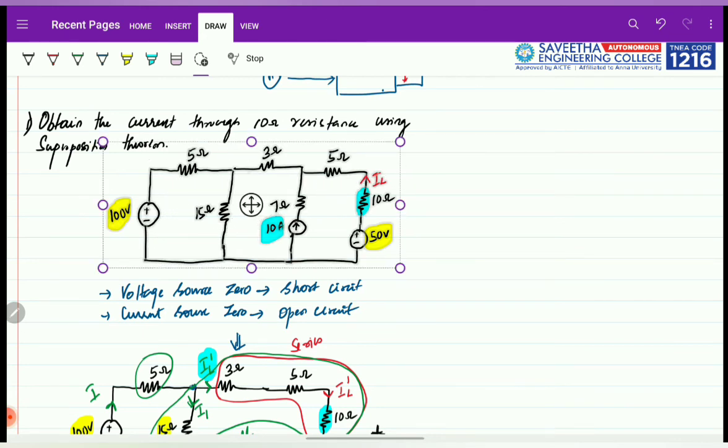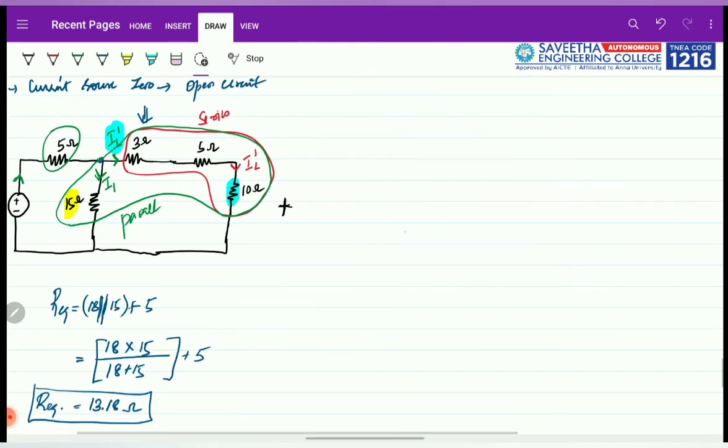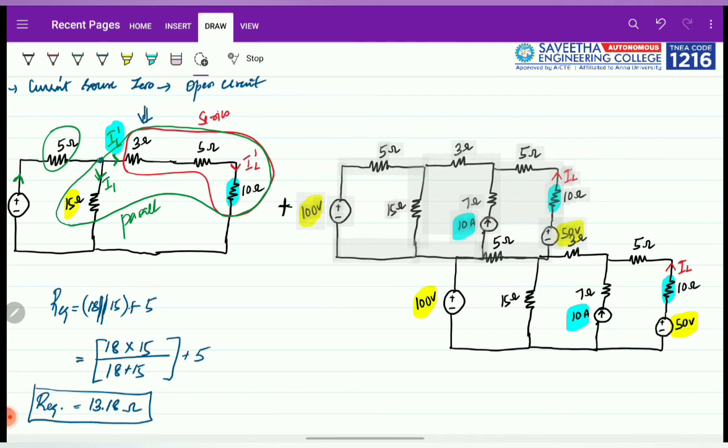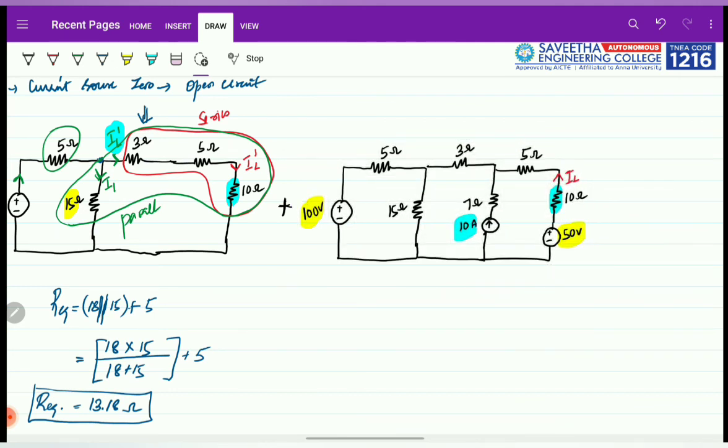So let me copy this. For the next circuit, we must consider only the second source and not the other two sources. So I will remove this 100 ohm, sorry, 100 voltage short circuited because it is a voltage source, and here also I can short circuit it because it is also a voltage source.